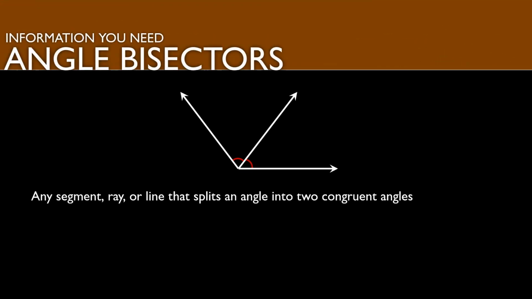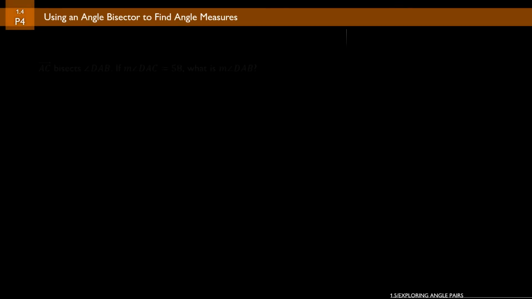The next piece of information you need moving forward is that of angle bisectors. Any segment, ray, or line that splits an angle into two congruent angles is considered an angle bisector. We're going to use angle bisectors in the next problem. So we're going to use the angle bisector to find angle measures.